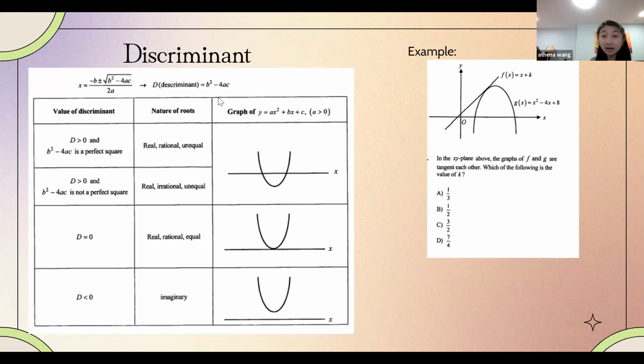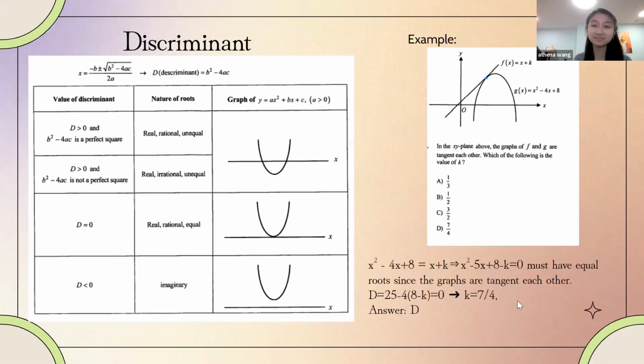Okay, so now we can start to go over the answer. We have that this is tangent, so somehow we need to find a discriminant. That is the main idea of this problem. We have that this graph is x squared minus 4x plus 8. Oh, I forgot to show the answer. The answer was D.